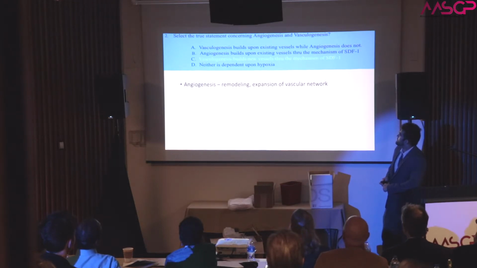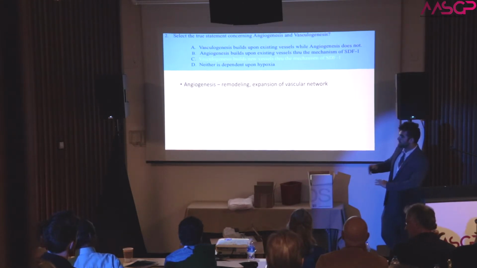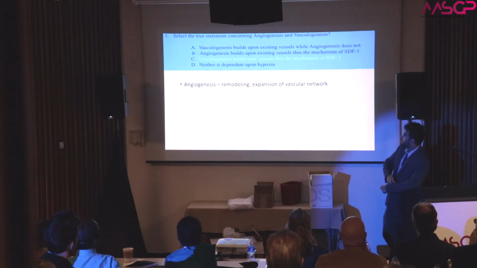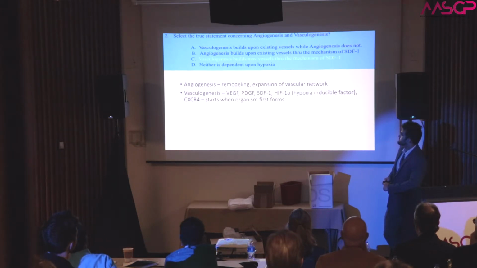What is the true statement regarding angiogenesis and vasculogenesis? The true answer here is that vasculogenesis is the act of building new vessels through the mechanism of SDF1. Remember I said that angiogenesis was the networking of the vessels. Vasculogenesis is the actual act of creating new vessels, and that's through SDF1. Angiogenesis is through VEGF and PDGF. So if you have to just remember one, you know the other. Here's just some definitions.